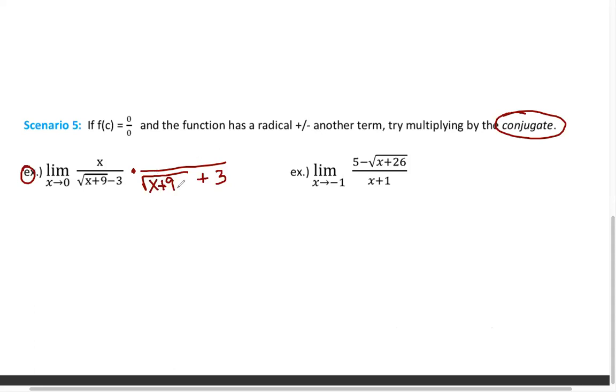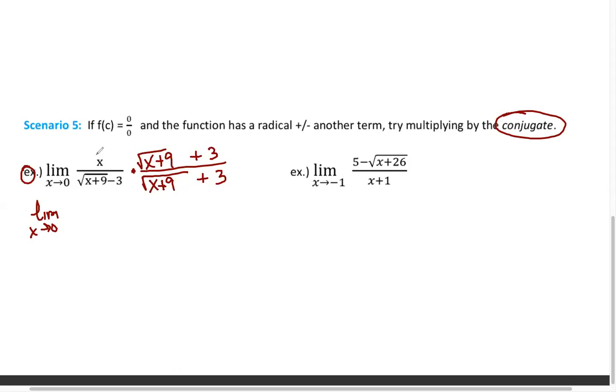So if in the denominator I have root x plus 9 plus 3, the numerator also has to be the square root of x plus 9 plus 3, okay? This is one whole because it's the same thing divided by itself, so you're not going to change the expression. Now, let's rewrite this limit as x approaches 0. And what we have is the following.